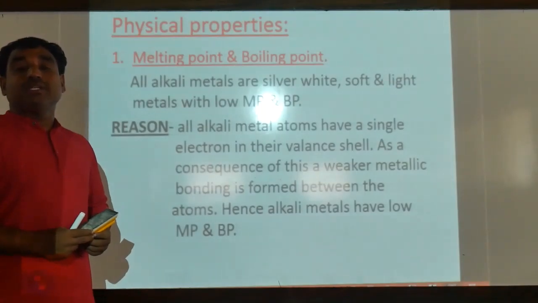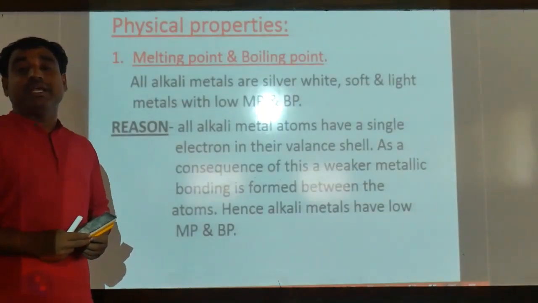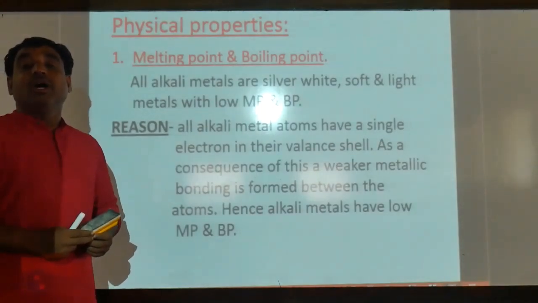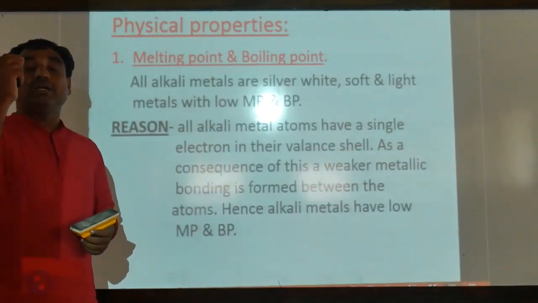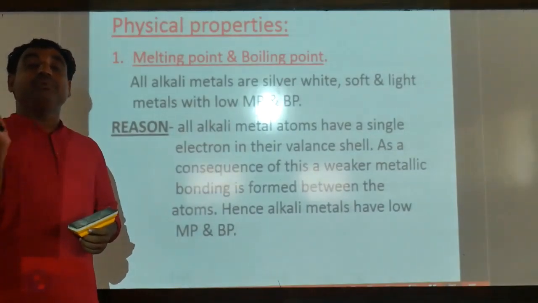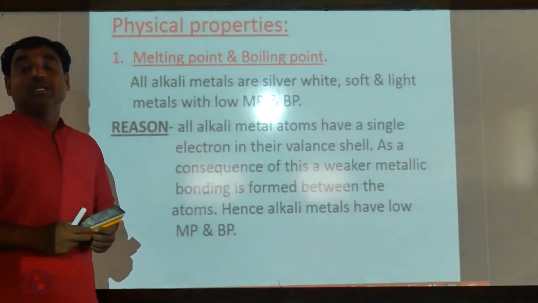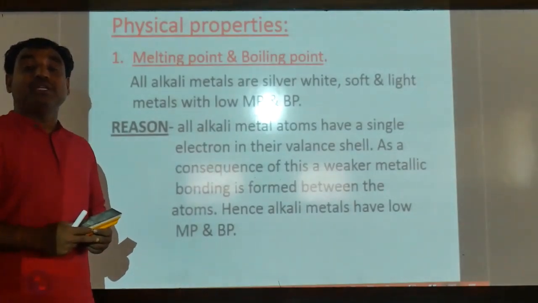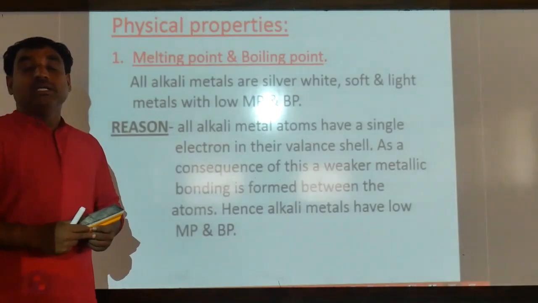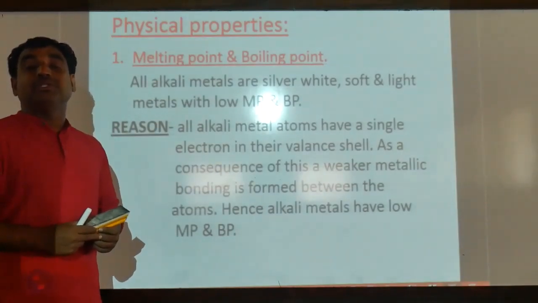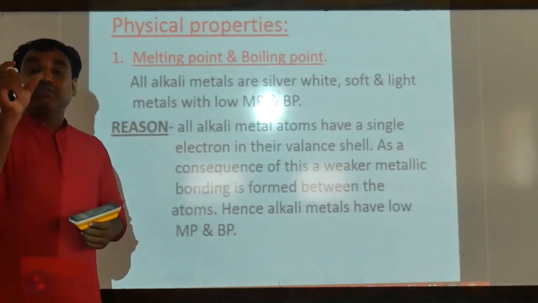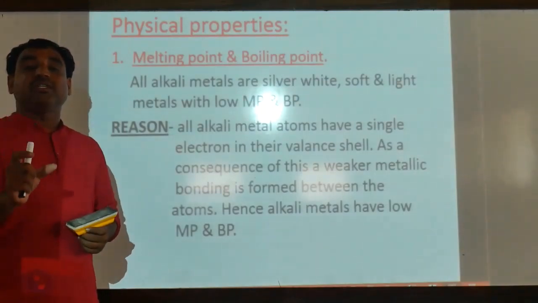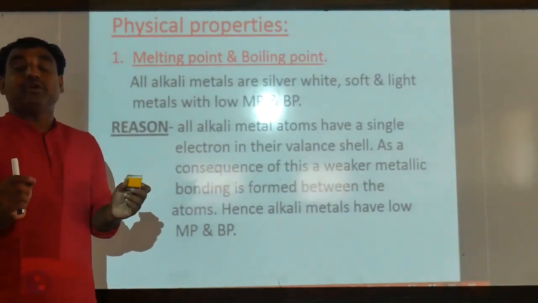And we also discussed trends in the atomic radii and ionic radii in the period and down the group. In the period, the horizontal rows, the size of the atom decreases because the nuclear charge increases. Because of this, atomic radius also decreases. Down the group from lithium to cesium, the size increases, which means atomic radius also increases.